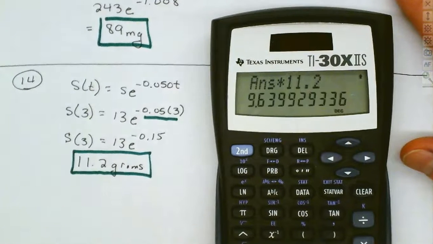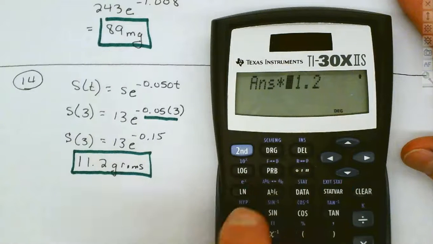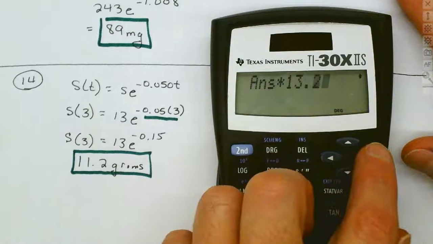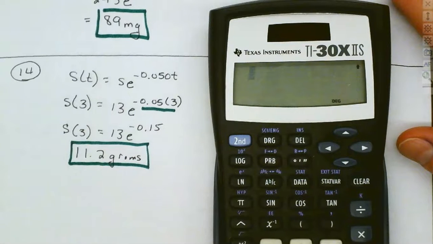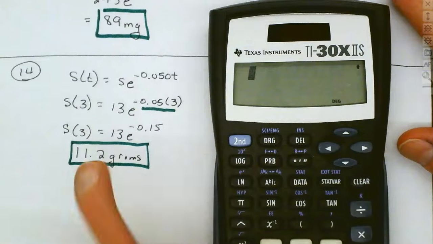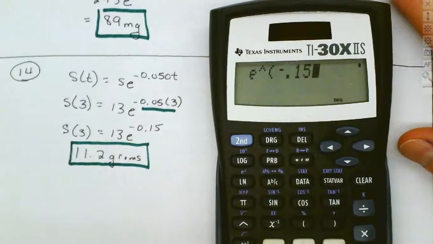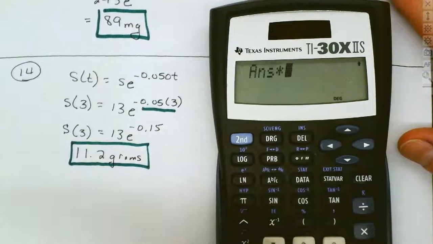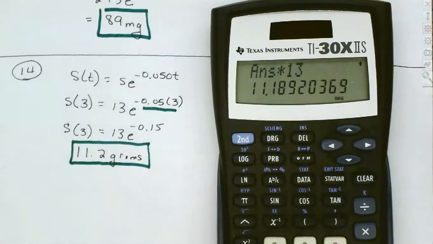And we multiply that then by what? 11.2. Or not 11.2, sorry about that. We want to multiply it by 13. Now I'll clear it out again. Let me do it correctly. I just typed in the wrong number. So we'll type in second, ln. We need a minus 0.15, hit equals. And then we're going to multiply that by what? 13. And that's going to give us the same 11.2 if we round it.